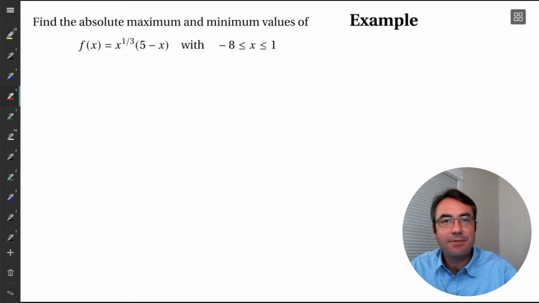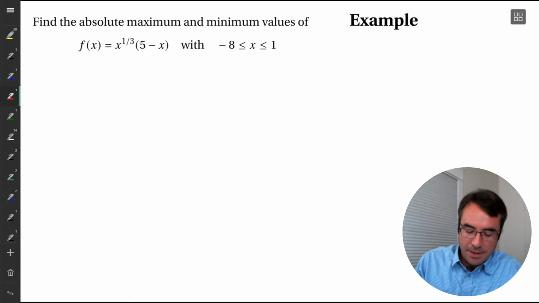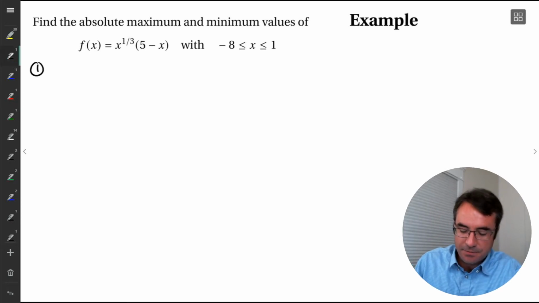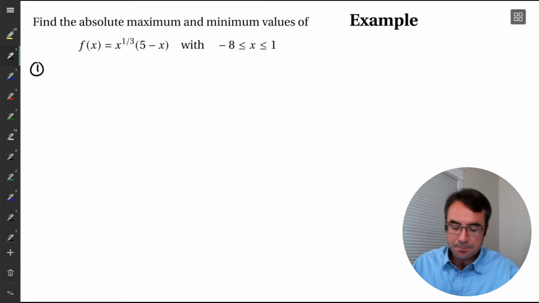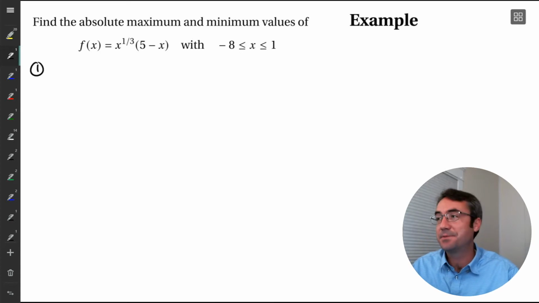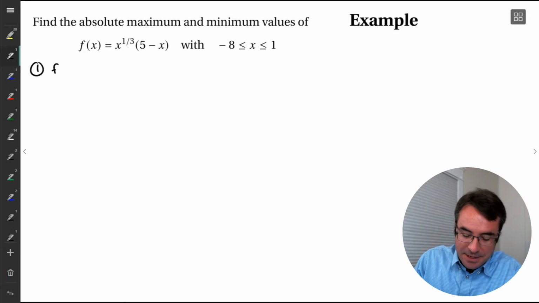All right, so first thing we need to check is, does the extreme value theorem apply? Are we guaranteed to have an absolute max and absolute min? And what that means is, is our function continuous? Are we dealing with a closed interval? All right, and the answer is yes to both of these. So we just kind of state this out.